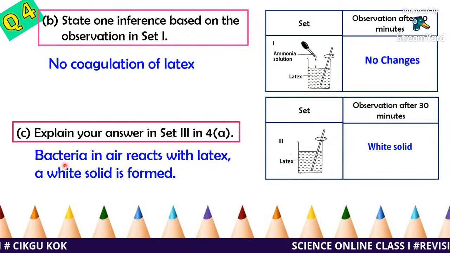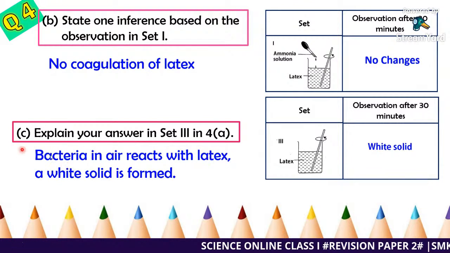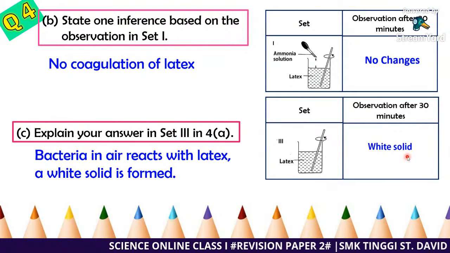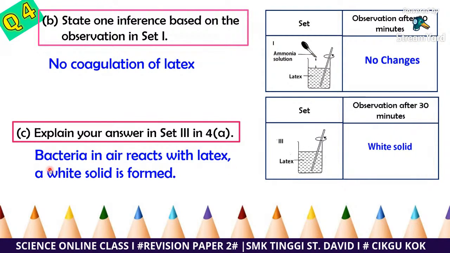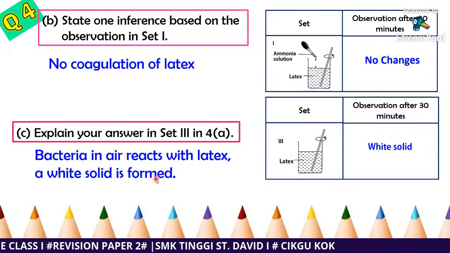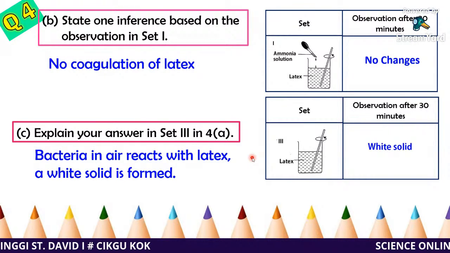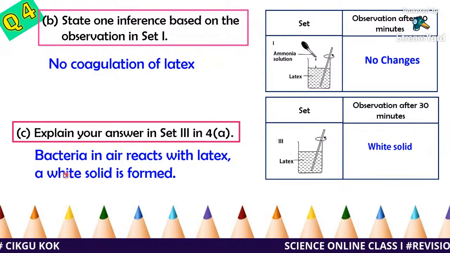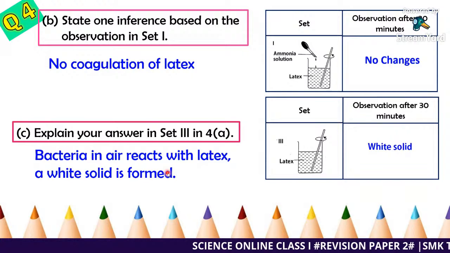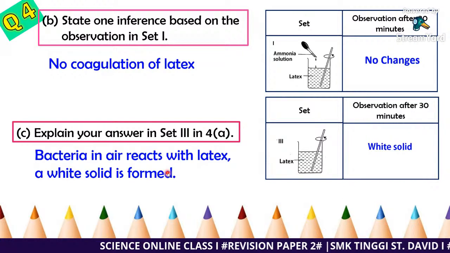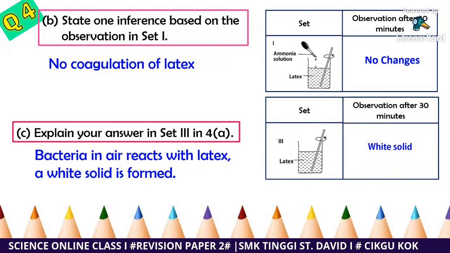Okay, the bacteria, you need to explain the answer in set 3, white solid coagulate. The reason is the bacteria in A will react with the latex. When they react, that means they produce an acid. So the white solid will form. Okay, white solid form, that means they call it coagulate.